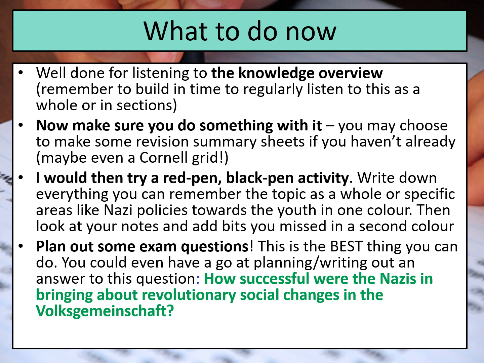Now, there's lots of different questions on Unit 4, especially 4.4. There's lots of really good source questions, and remember, all of the sources and all the past papers are on Teams, which you can go and look at. There's lots of different sources, for instance, on the youth if you want to have a practice of that. Or you could even have a go at planning out an essay question. For instance, how successful were the Nazis in bringing about revolutionary social changes in the Volksgemeinschaft?